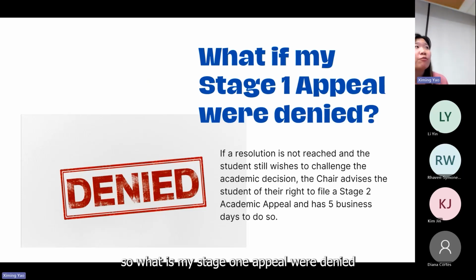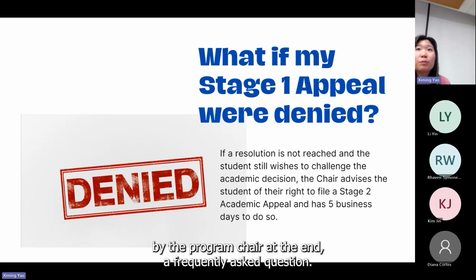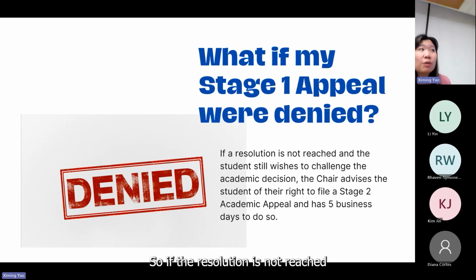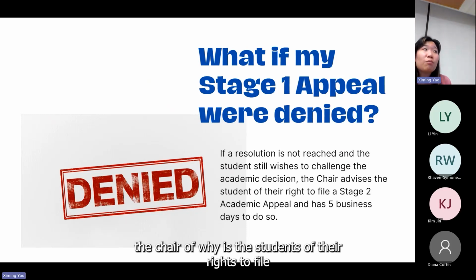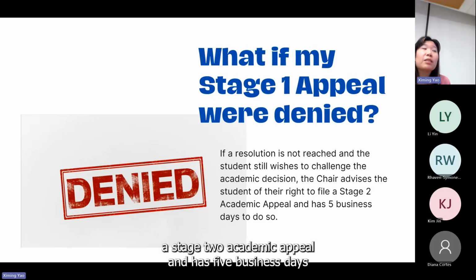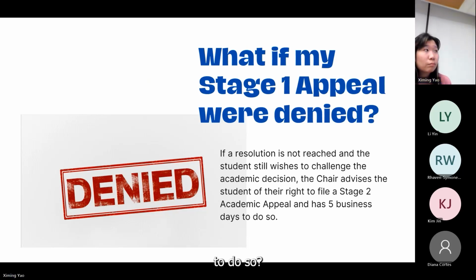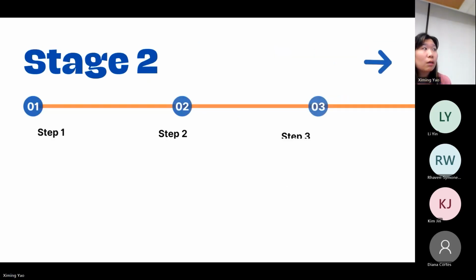So what if my stage 1 appeal were denied by the program chair at the end? A frequently asked question. If the resolution is not reached and the students still wish to challenge the academic decision, the chair advises the students of their right to file a stage 2 academic appeal, and they have 5 business days to do so.